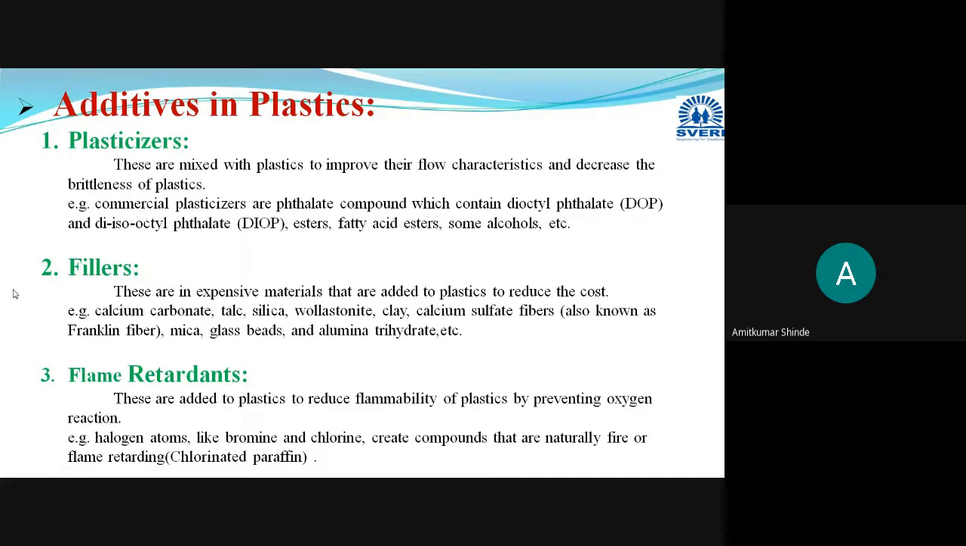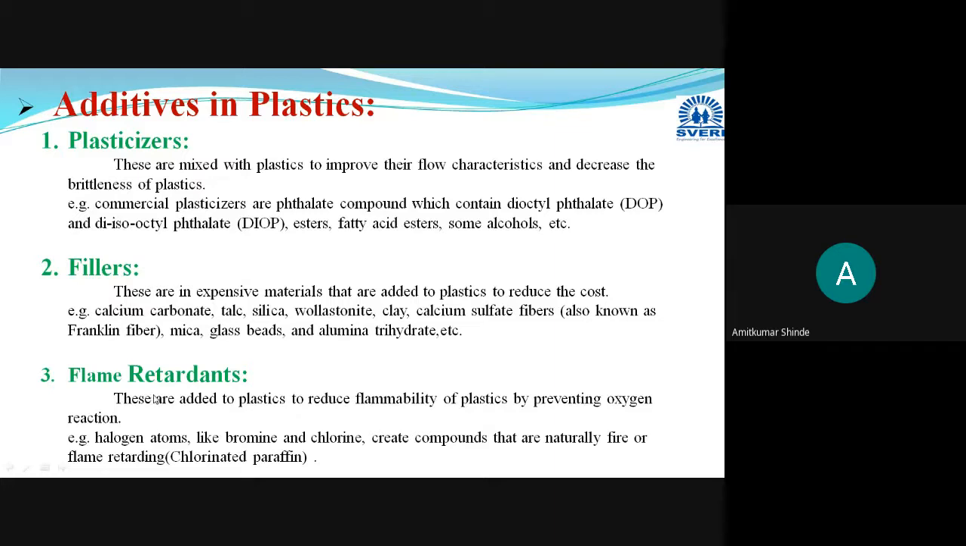So after the fillers, the next is the flame retardants. From the name itself, you can clearly understand what the function is. Retardants means it will reduce the effect of flame. Some plastic materials are very prone to burning. If a light fire is there, they will start burning, or if they come in contact with oxygen, they will directly start the burning process. To avoid that, some chemicals are added. Those chemicals are termed flame retardants.